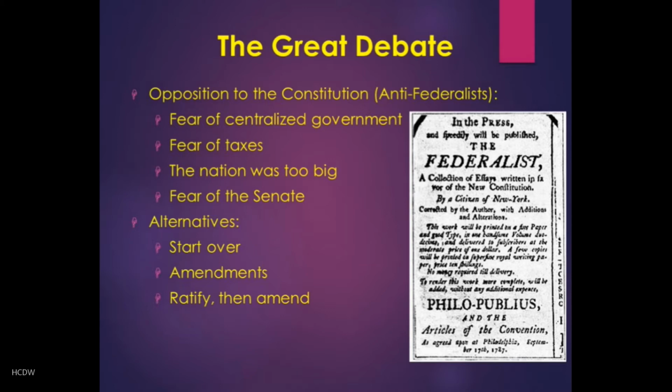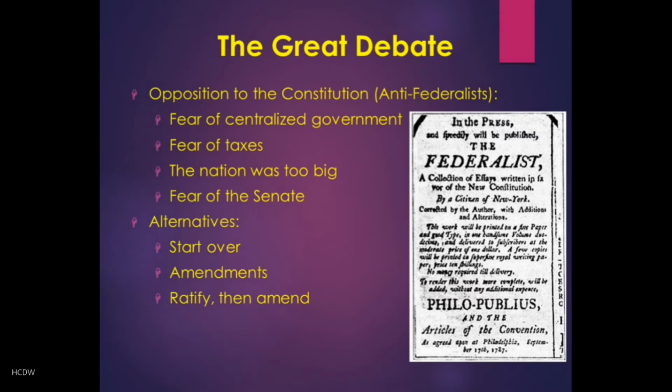But among the things that the Anti-Federalists were concerned about were fear of a strong centralized government, fear of taxation, concern that the nation was simply too big to be governed as one kind of organization, and fear of the Senate, which suggested to them rule by a wealthy few. When we think about fears of centralized government and fear of the Senate, these are the kind of things that we had just fought a revolutionary war to overthrow, right? Fear of a strong monarch, fear of rule by an elite few.